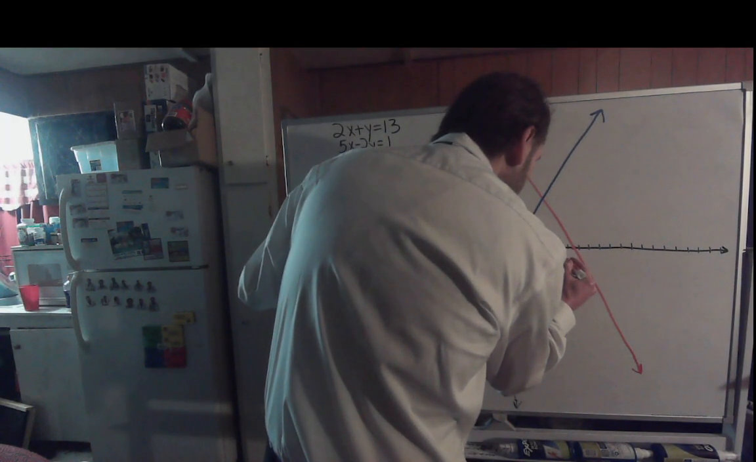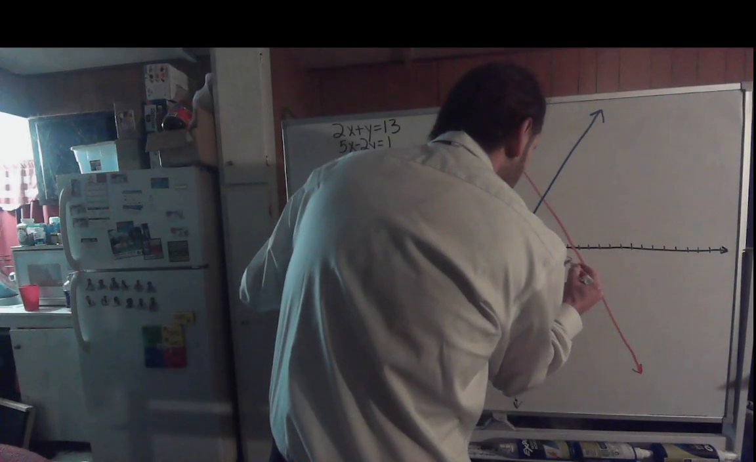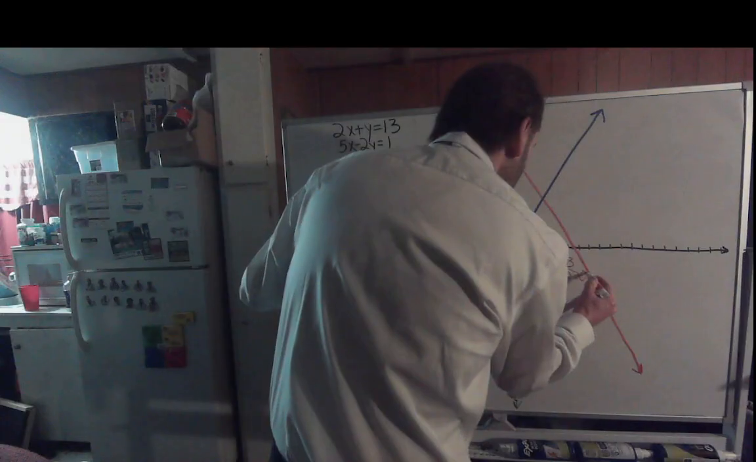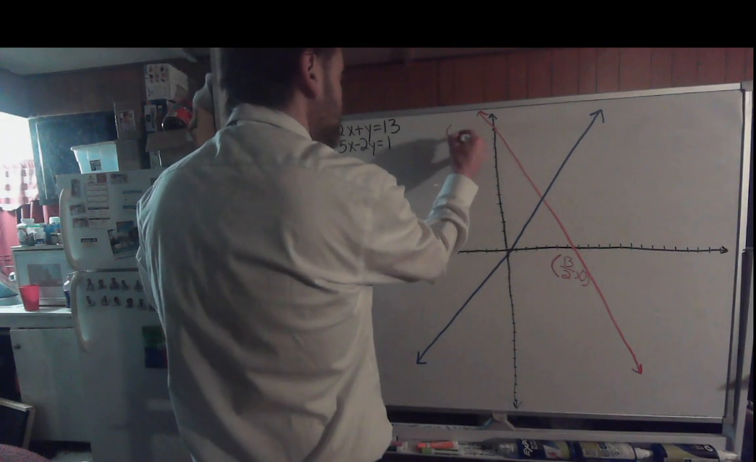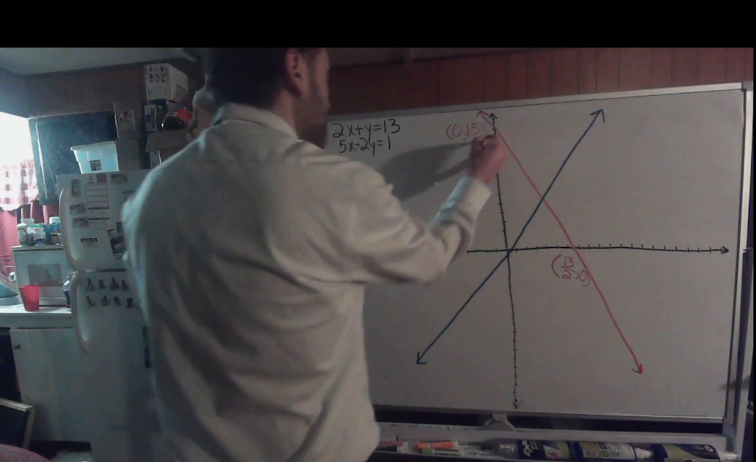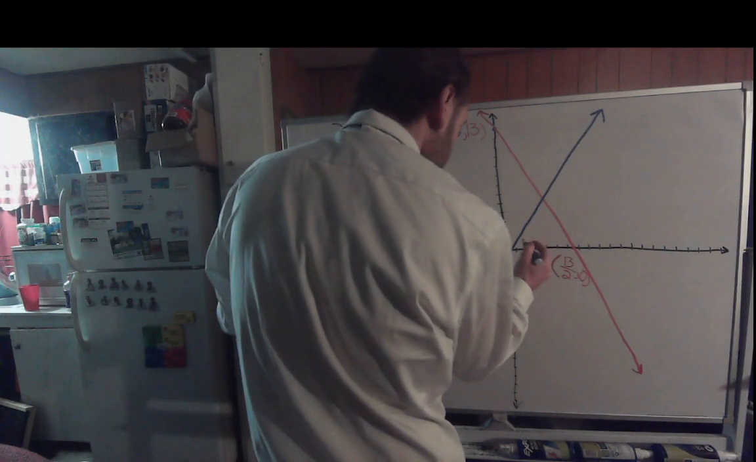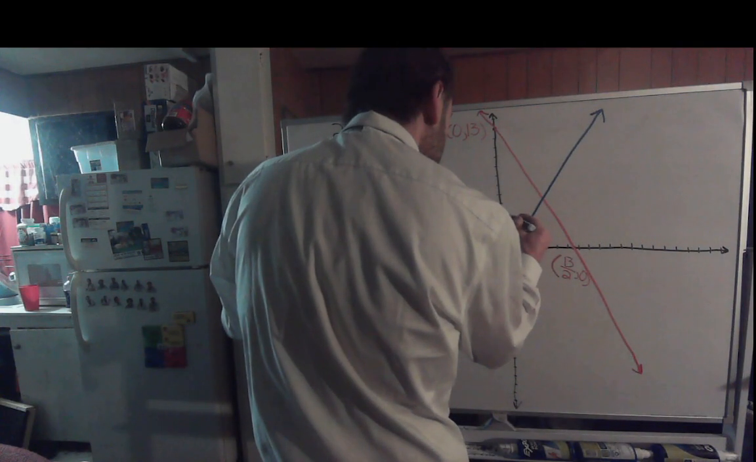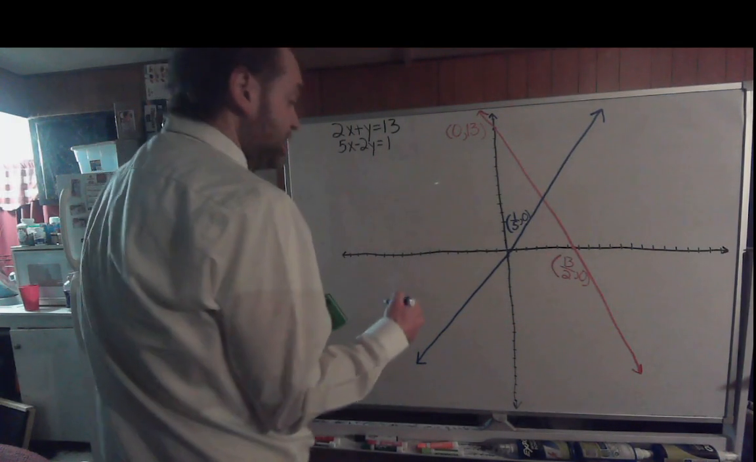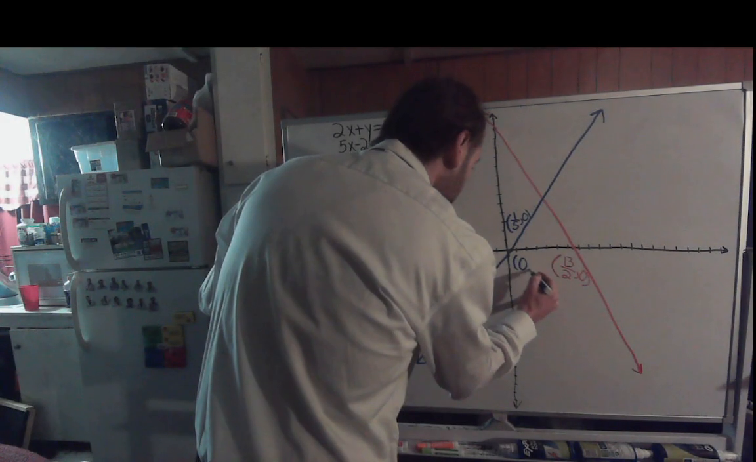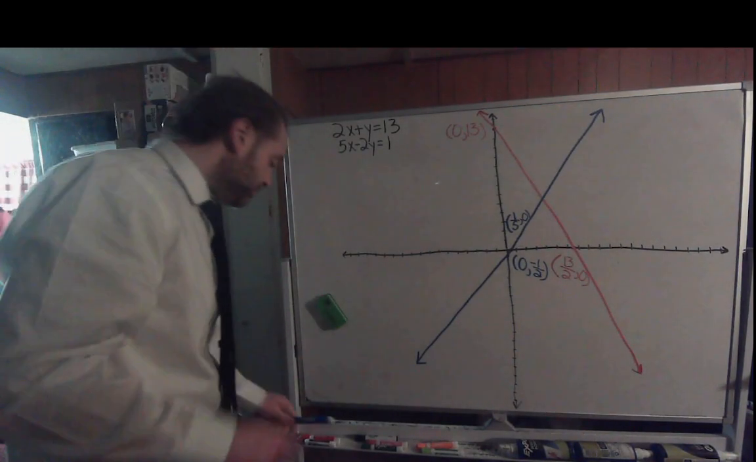I think it helps to label your intercepts also. So the x-intercept would be at 13 halves, 0. The y-intercept can be found at 0, 13. Then on this graph here, your x-intercept can be found at 1/5, 0. And then your y-intercept can be found at 0, negative 1/2. So label your intercepts. Now, here's the problem with solving graphically.